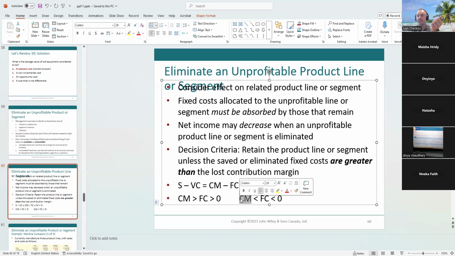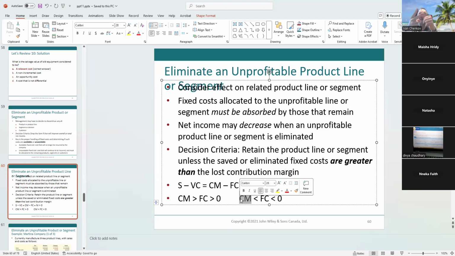Basically, you're telling us the opposite. I'm telling you the opposite, right? So I'm telling you, if the contribution margin is less than the fixed cost, I'm losing money. So if the fixed cost saving is more than the contribution margin loss, eliminate the product.